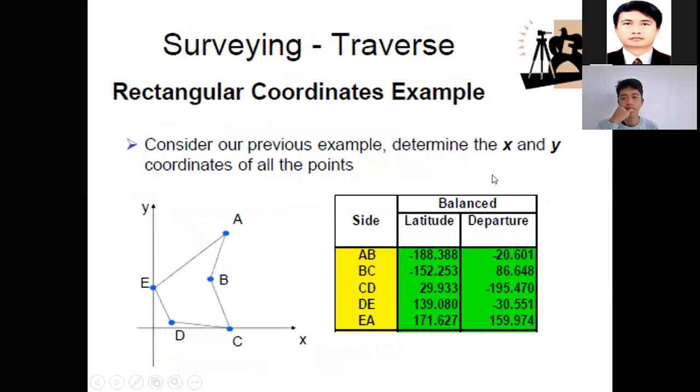Okay, so consider our previous example. Our task here is to determine the x and y components of all the points, given the condition that our x-axis will pass through the point C and our y-axis will pass through the point E, no? So these are the balanced latitude and departure of sides AB to EA, by applying the compass rule.